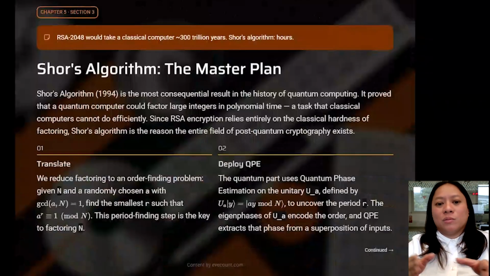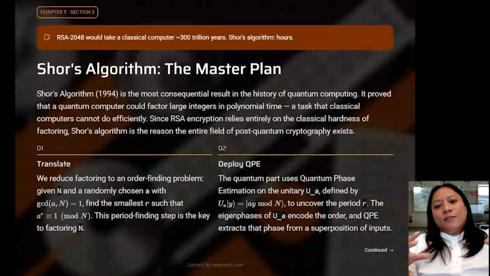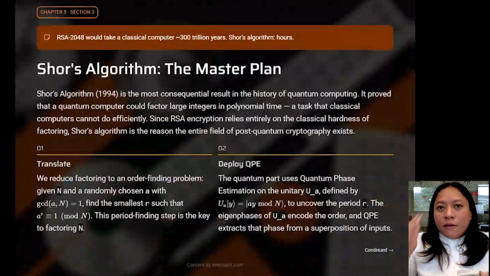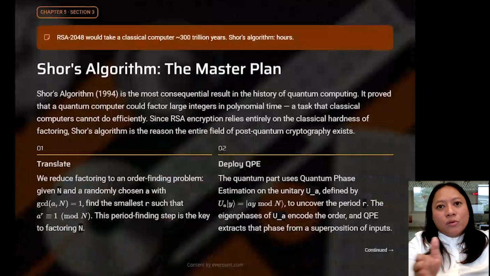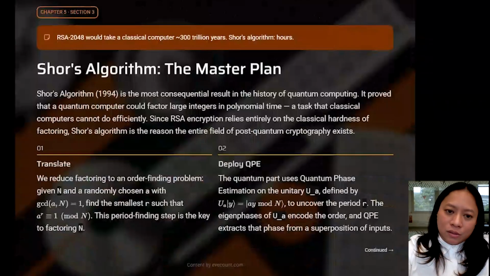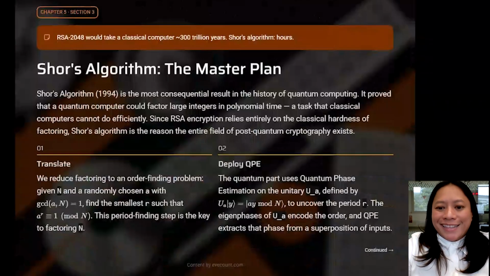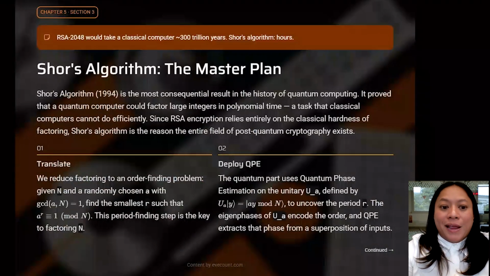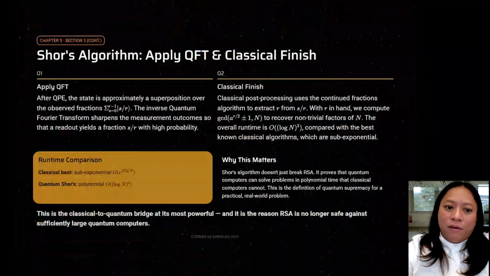We use the quantum tool of QPE to find the period of a function, very much like how we use windows in time series, right? And then we hand the result to a classical computer to finish the math. This is the classical-to-quantum bridge, and it's at its most powerful.